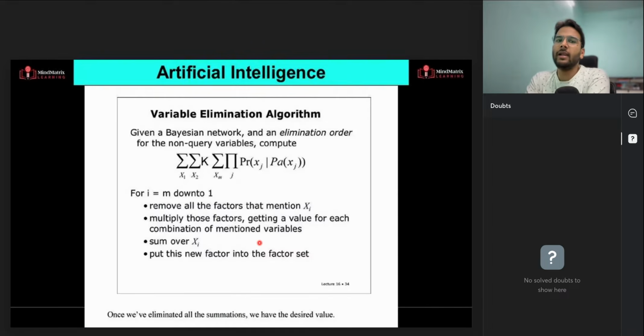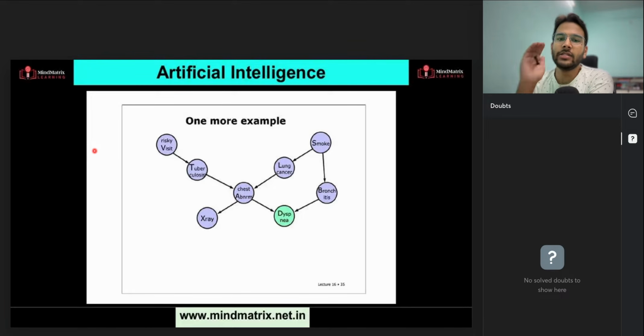So what is the variable elimination algorithm? I will come back to this slide later on. This is the entire algorithm that is given to you. As of now, you don't even have to look at this. Okay. Fine. Now let's see a more complex example.